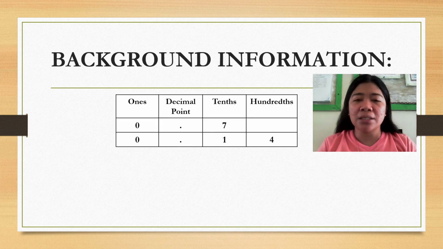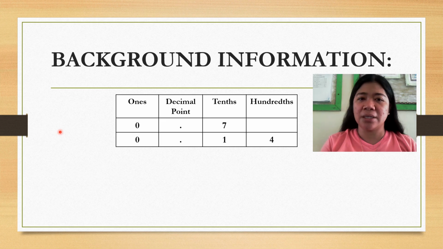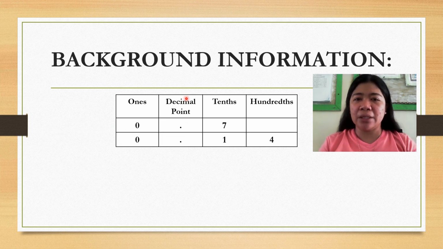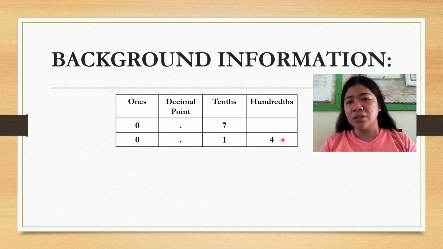Okay, look at this place value chart. In this column, we have the ones. If we extend this to the left part, next to ones is tens, followed by hundreds. In this column, we have the decimal point. And then the first digit after the decimal point is tenths. And the second digit after the decimal point is the hundredths. So let's focus on tenths and hundredths.